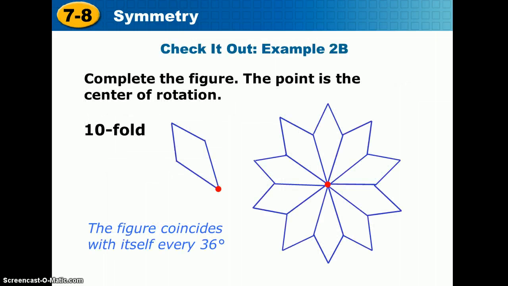So that's pretty much it. Rotational symmetry is just being able to rotate a figure so that it matches up with itself, and you would simply count how many times it matches up with itself. And regular line symmetry just means tracing a mirror image across the line of symmetry.